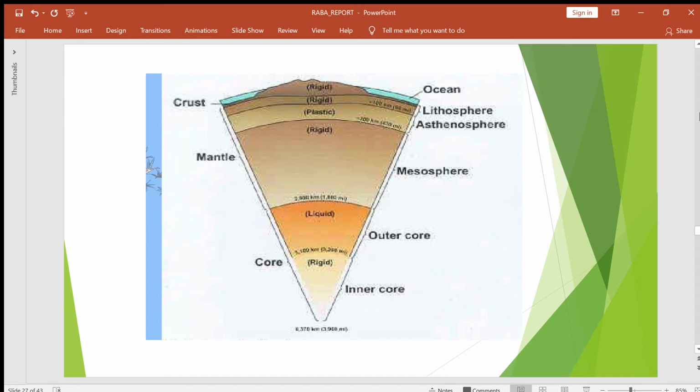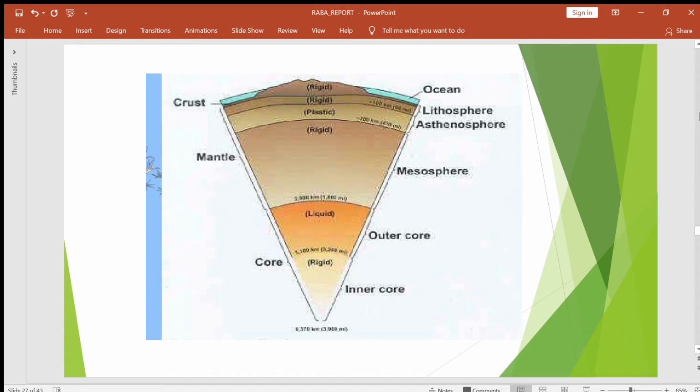Next, the core. The core is the portion of the geosphere that lies beneath the mantle, mostly consisting of iron. The core has two different parts with varied thickness. The outer core, the liquid part, has a thickness of 2,250 km. The thickness of the inner core, the solid part, is 1,220 km.